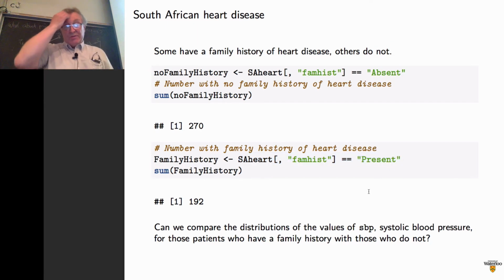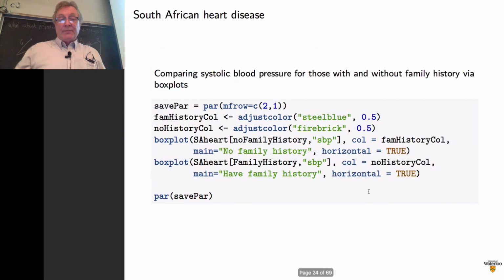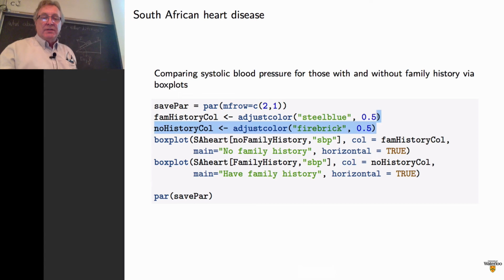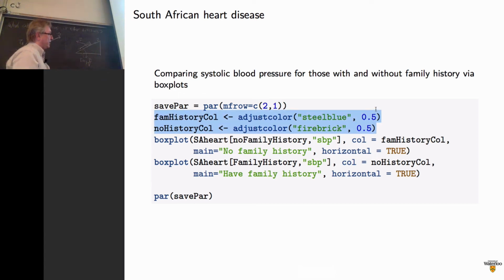So now we're going to compare the distribution of systolic blood pressure for these two groups of patients. How might we do that? A number of ways. We could look at box plots. So I'm going to look at the box plot of systolic blood pressure for those with and without family history. For the record, make a mental note of this: I'm going to use two different colors so you can tell which is which. The idea here is that red, the pink, that's good. Blue, that's not good. So if you have family history, you get light blue. If you don't, you get a light pink.